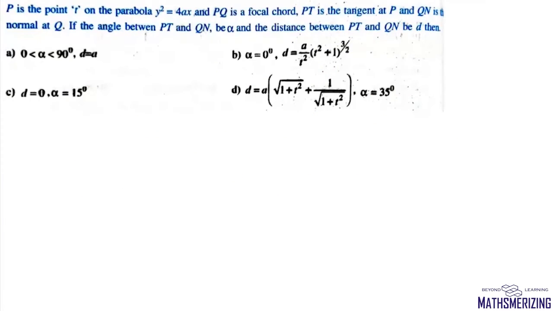Now here the question is, P is a point on parabola y square equals 4ax, and PQ is the focal chord, PT is a tangent at P, and QN is a normal at Q. Then if the angle between PT and QN be alpha and the distance between PT and QN be D, then we'll need to find the value of alpha and D. So we'll draw this parabola.